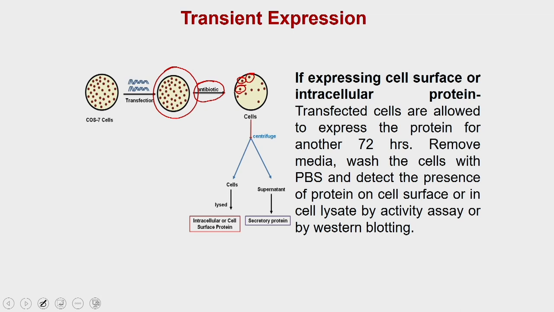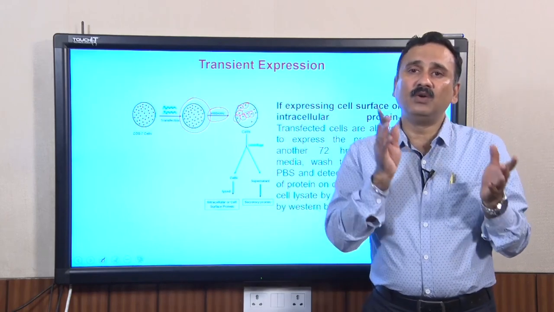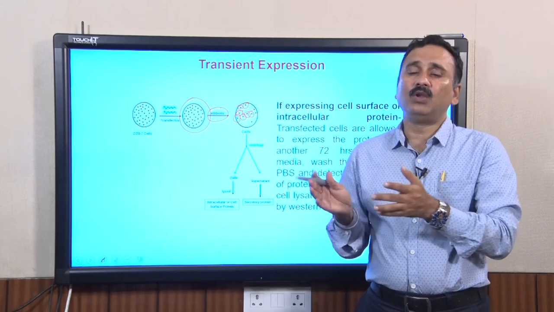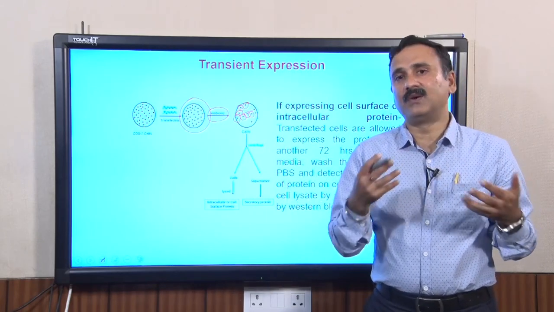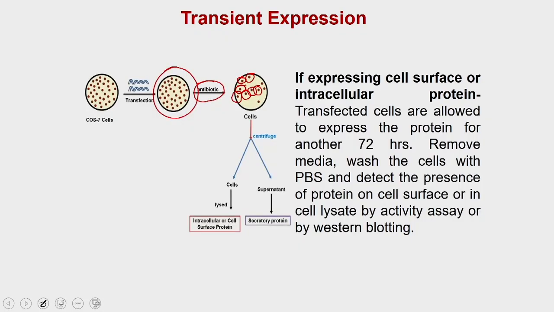So these cells are expressing your protein, and along with that, these cells are also expressing the antibiotic resistance genes as well. Now these cells are ready to use for transient expression. In the transient expression, you have the option whether you want the protein on the surface or in the cytosol, or you want the protein to be secreted out into the media. Depending on the conditions, you can use different types of media.